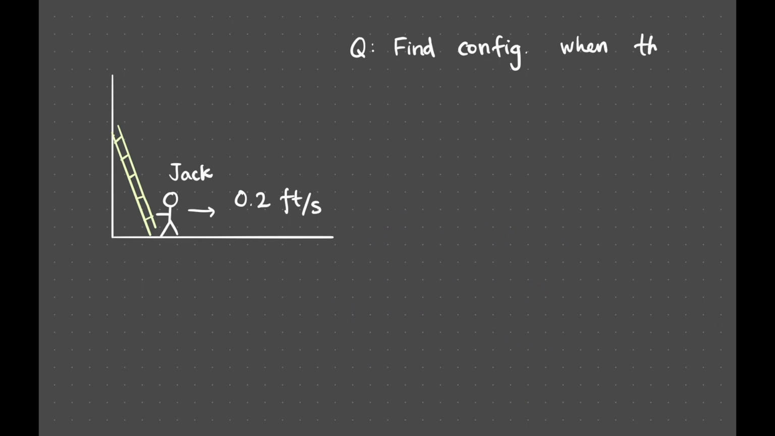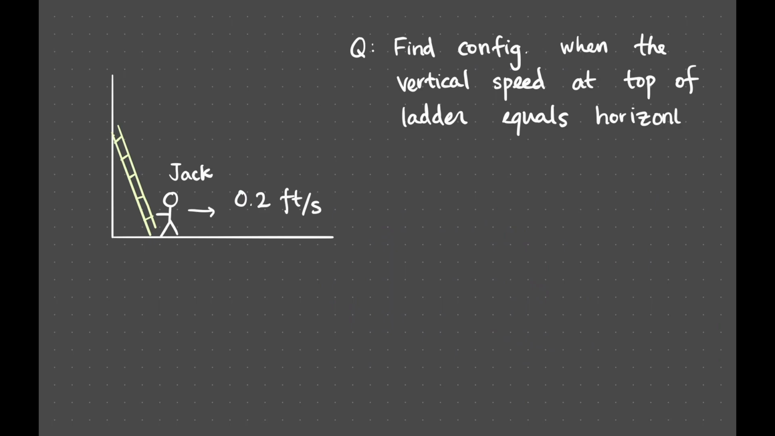Also, here is Jack pulling the foot of the ladder away from the wall at a constant rate of 0.2 feet per second. What we'd like to know then is what the configuration of the ladder is at the instant when the vertical speed of the top of the ladder equals the horizontal speed at the foot of the ladder.